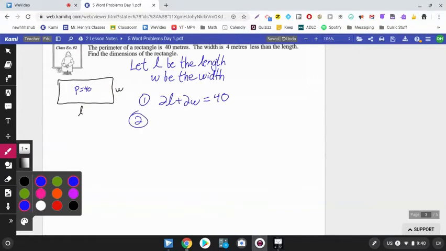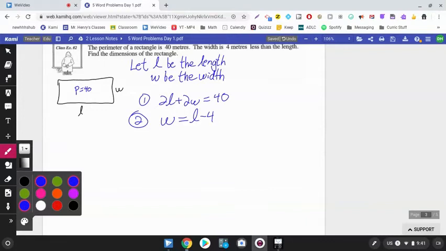The width is 4 meters less than the length. Width W equals 4 less than the length. Take the length and subtract 4. Find the dimensions of the rectangle. All right, we're going to do that.